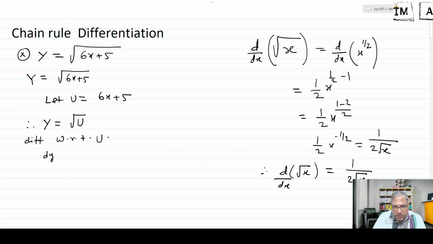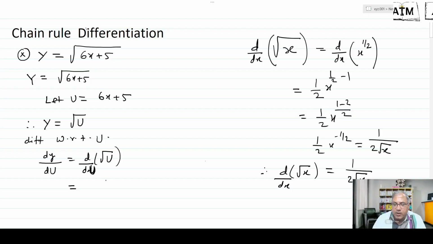So what do you get here? dy by du equals differentiation of root u with respect to u. Now, with respect to u, not x, sorry. Now what is the answer for root x? The answer for root x is 1 upon 2 root x.